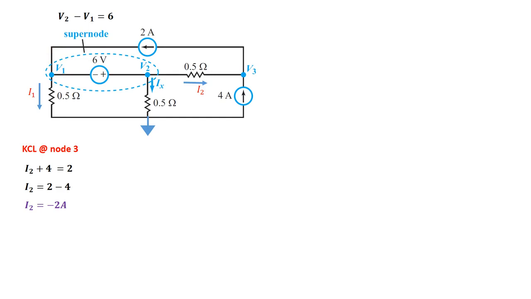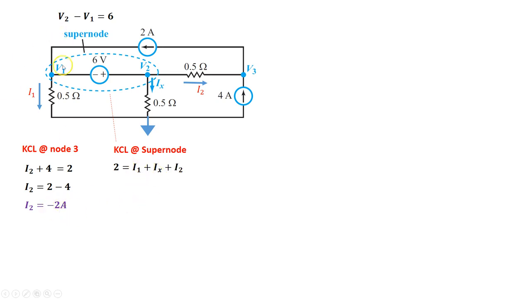The total current coming out of that supernode, let's see, I1 is coming out of the V1 part of the supernode. Ix and I2 are coming out of the V2 part of the supernode. So the total current going into the supernode was 2 amps. The total current coming out of that supernode is I1, Ix, and I2. So using Kirchhoff's current law at the supernode, we can write 2 equals I1 plus Ix plus I2. Now, using Ohm's law, let's replace values of I1 and Ix. We already know I2 is negative 2 amps that we calculated right here.